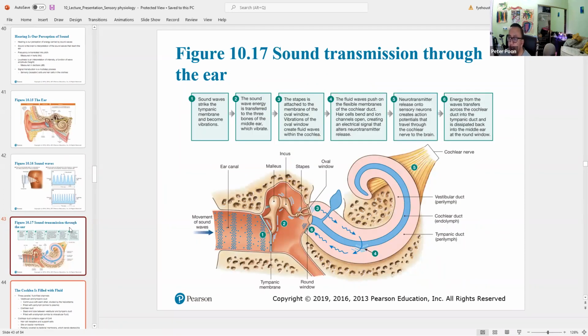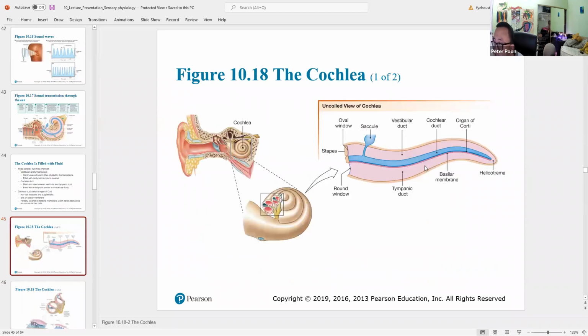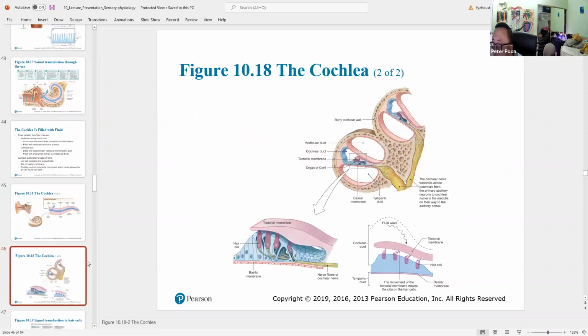Basically, if sound comes through, vibrates, all this stuff, you should kind of know from anatomy here. So we'll talk more about the physiology of it all. Here is what happens if you take this and unroll it. There are these hair cells that are on the membrane here. These hair cells.